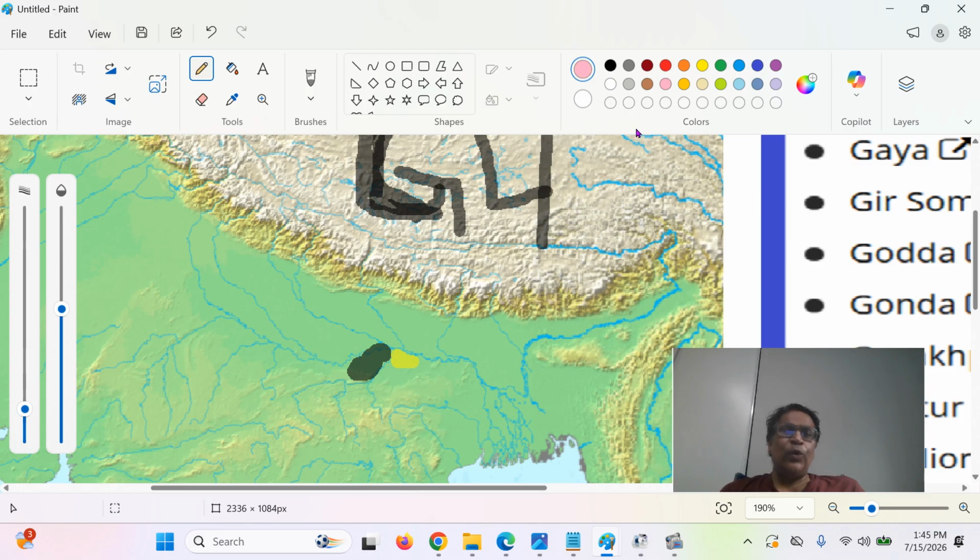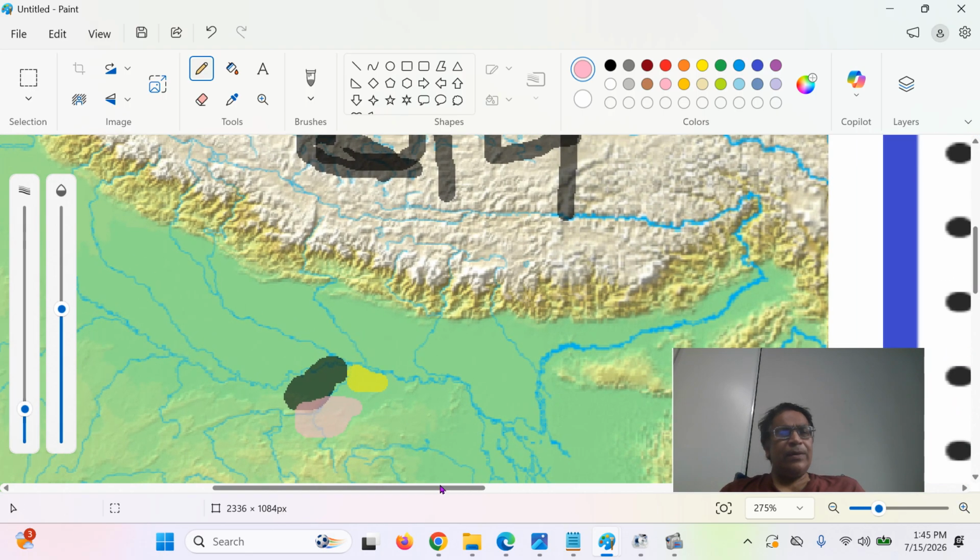Southern district, old Bihar district, later called Gaya district, Aurangabad, Arwal, and Jehanabad, those areas. And you have the Ganga river here. This is the Narayani river, that is the Gandak river. This is the Ghagra river.